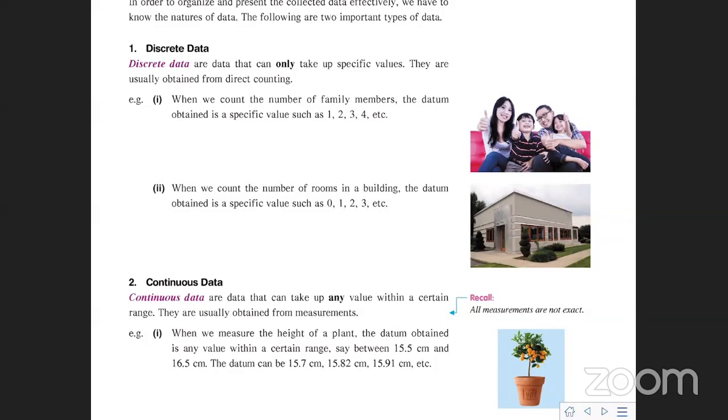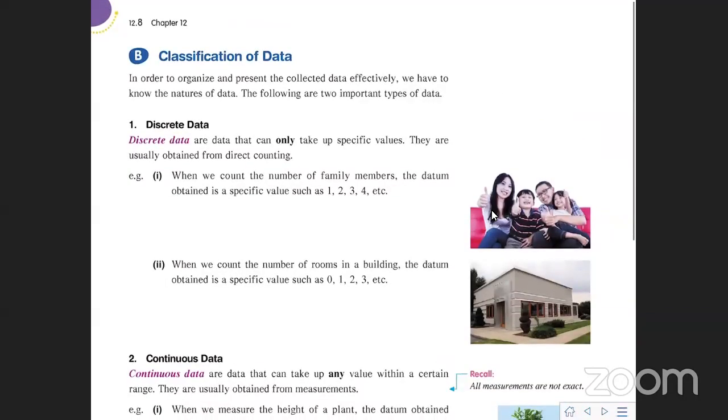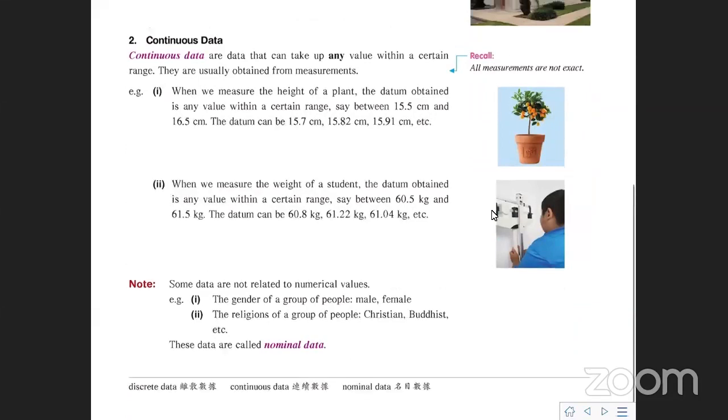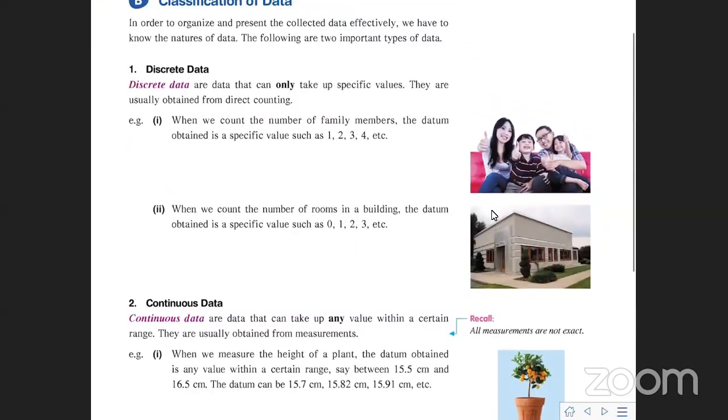Right. Now, for this one, it is talking about there are several types of data. There are basically two types of data. One is called discrete data, and the other one is called continuous data. Now I'm going to show you some examples so that you can understand the difference between these two.